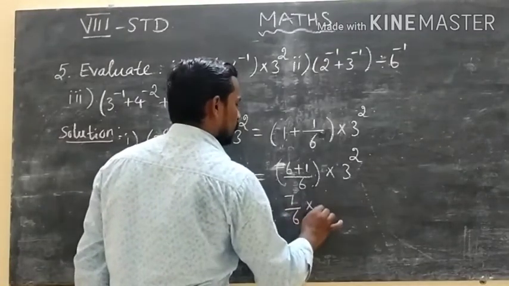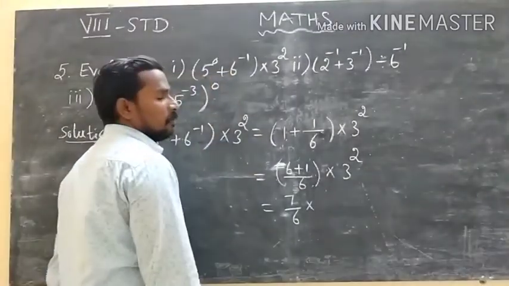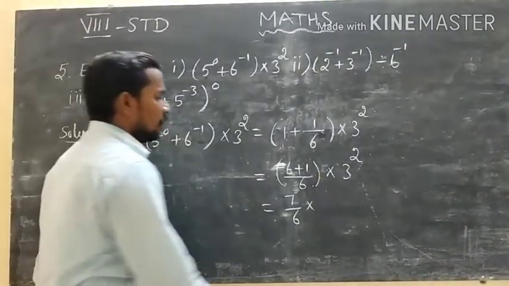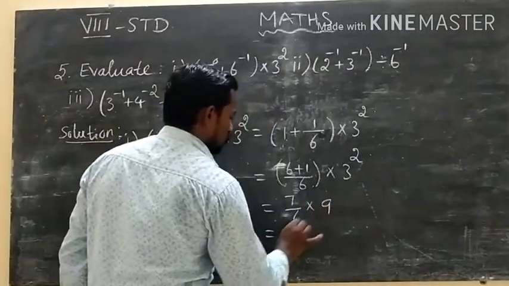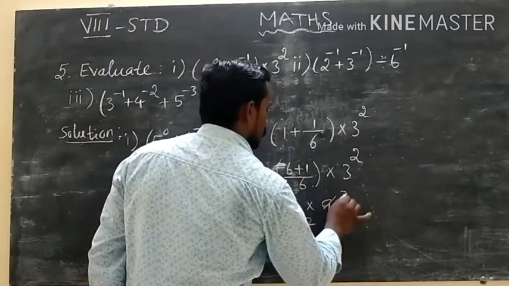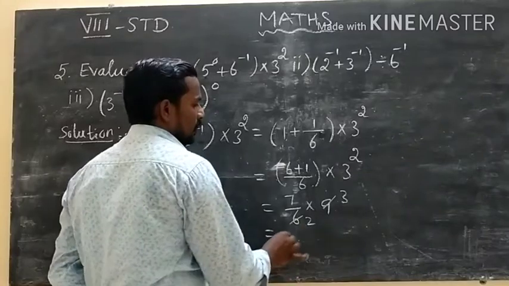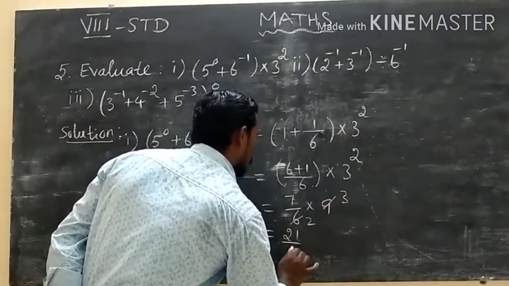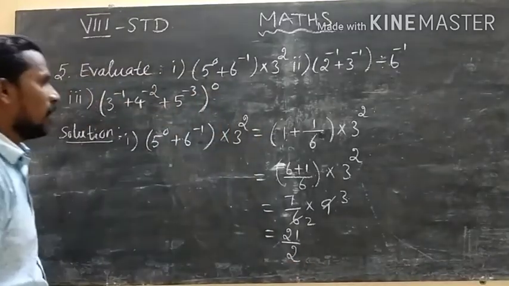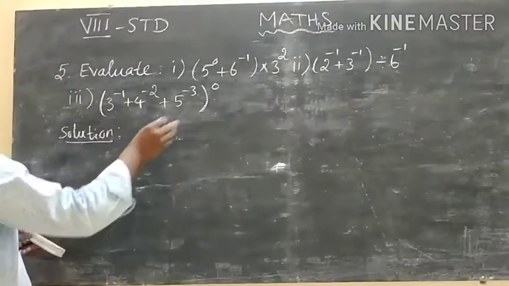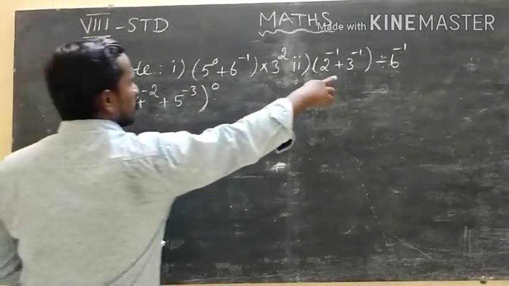7 by 6 into 3^2, which means 3 multiplied 2 times, 3 threes are 9. So it is equal to, 2 threes are 6, 3 threes are 9. Next we get 7 into 3, 7 threes are 21, divided by 2. This is your answer for the first question. Okay. Next, the second question is the same.